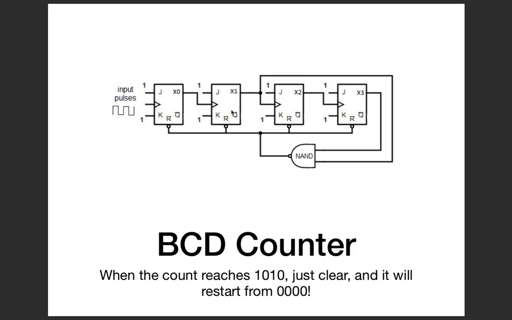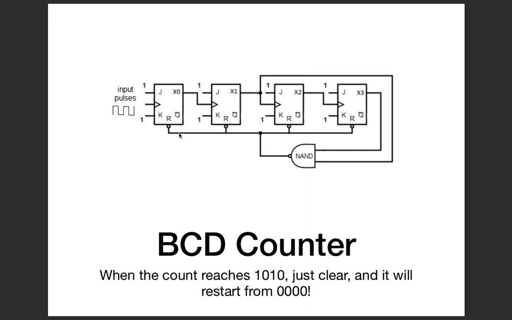So what happens in this? The count will keep on increasing normally, and at some particular point, if you look at this, there is a NAND gate coming here. A NAND gate takes input from 2 bits, which are x3 and x1. So what happens when x3 and x1 become 1? At that point, the NAND gate will suddenly give an output 0.